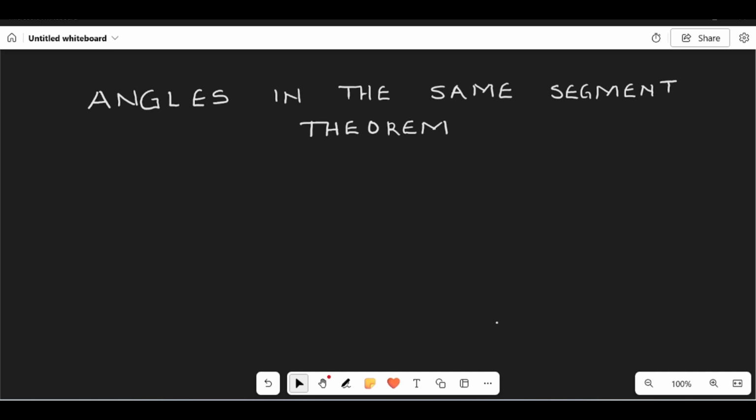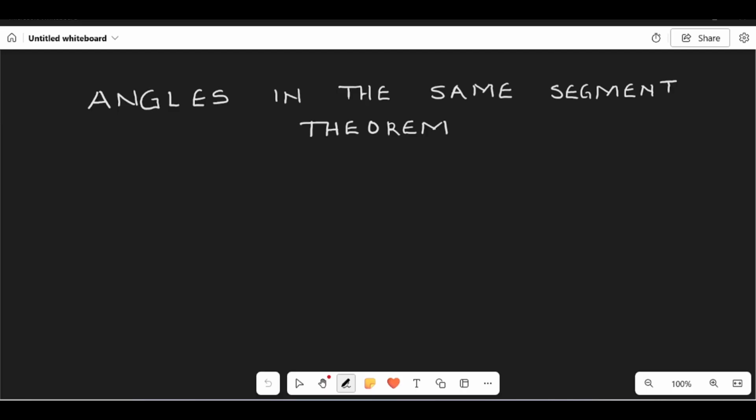Today we are tackling a very important theorem: angles in the same segment of a circle are equal. This theorem comes up a lot in exams like WAEC, JAMB, NECO, IGCSE and SAT. So make sure you follow closely. First, what does the theorem say? Angles in the same segment of a circle are equal.